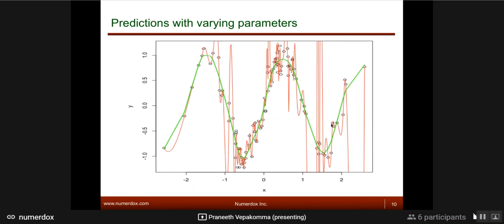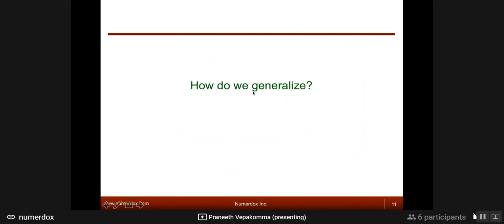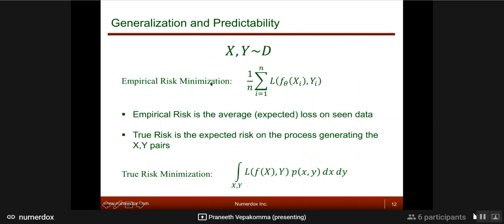Now the question is, how do we generalize for future data? How do we choose, basically? So this is the setup. This is a little theory, but not too hard. The assumption in machine learning or statistical modeling is that your x and y come from a probability distribution that is unknown to you. But we assume that they both come from a joint distribution.